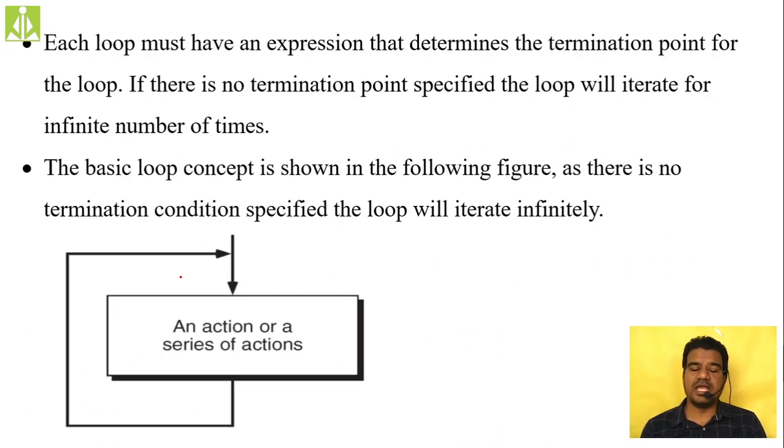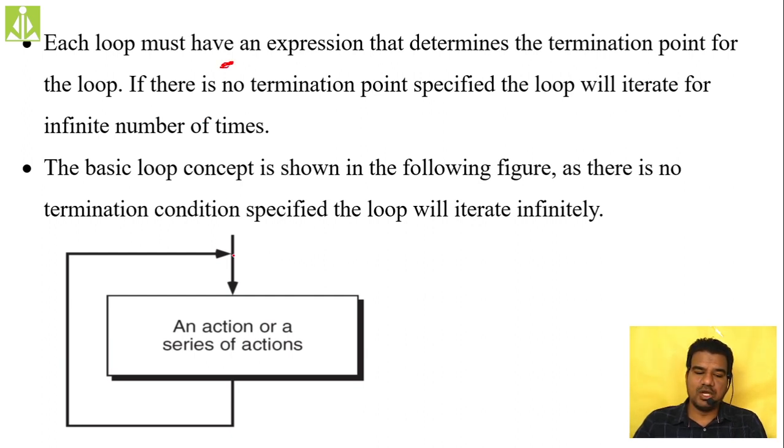Each loop must have an expression. Expression is nothing but the condition that determines the termination point. Why do we put that condition? Because with the help of that condition, the loop will come to know when to stop. Over here you can see the regular flow. If you don't use a loop, a series of actions will be performed in sequential order. If you use a loop over here, the process will get repeated.